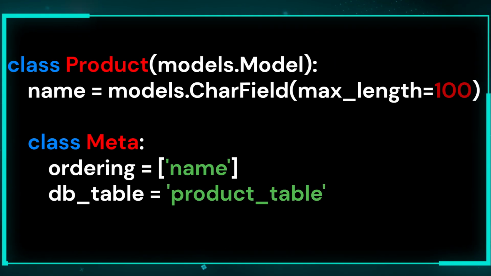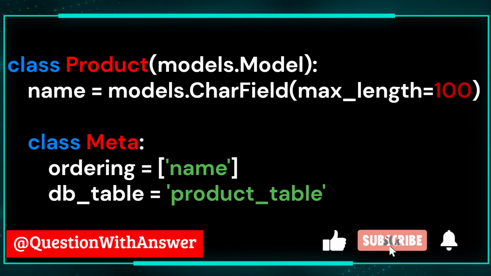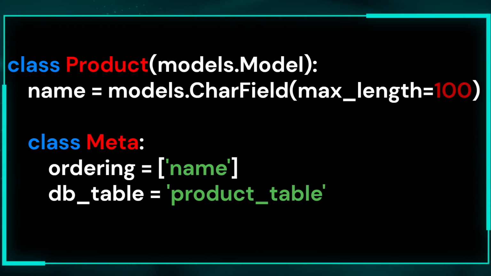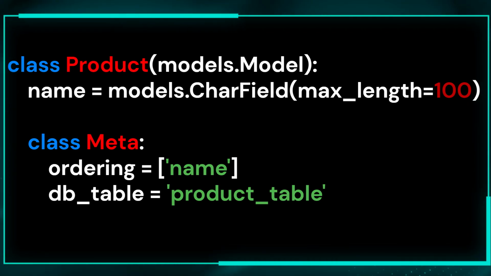Here's a simple example. This helps you fine-tune how Django handles your model internally, in queries, and in the admin panel. Using Meta is essential for customizing models beyond just fields.